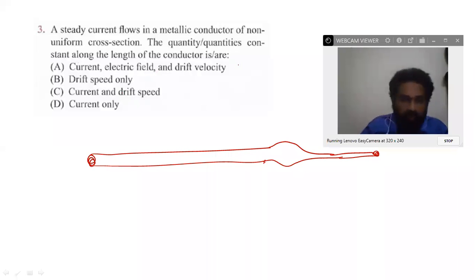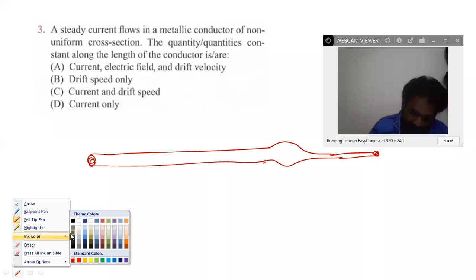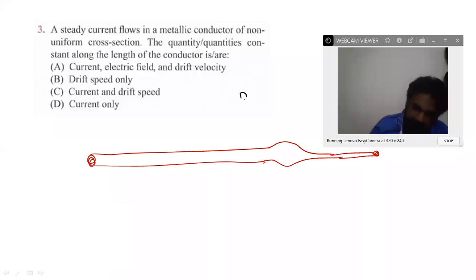Okay, current only. Subhashri is saying current only. Any other answer? Okay, the answer is current only. Option D is the correct answer. Subhashri is correct. Good. Well done. Option D is the correct answer.